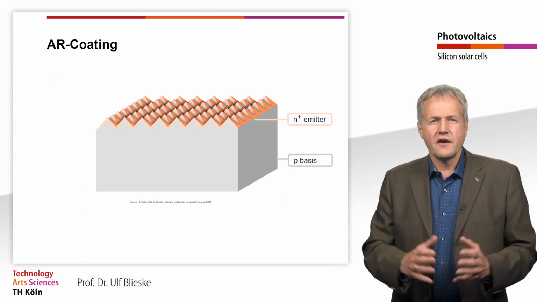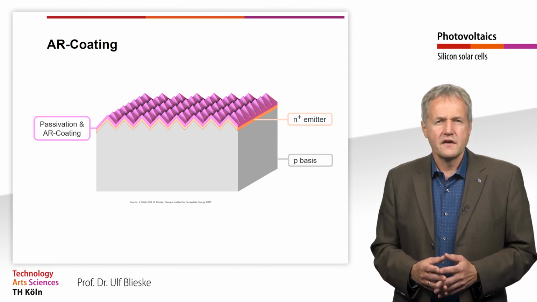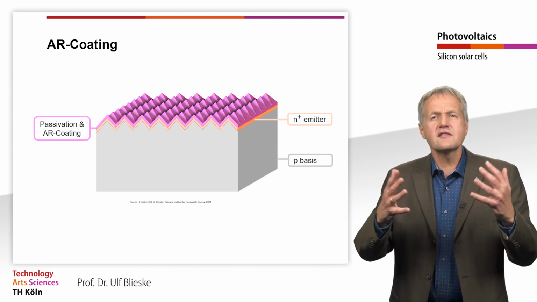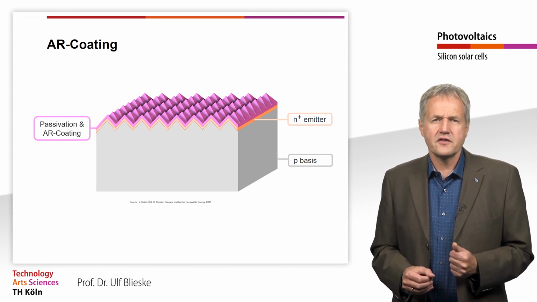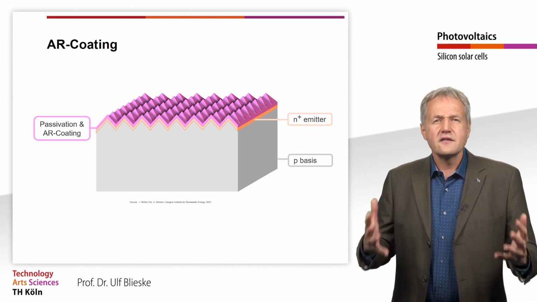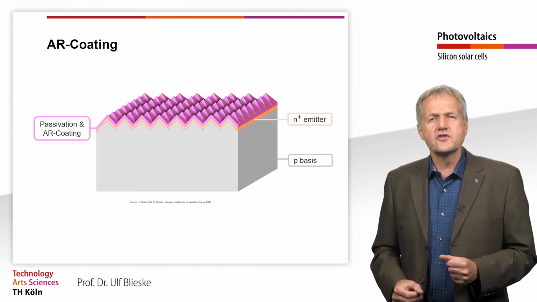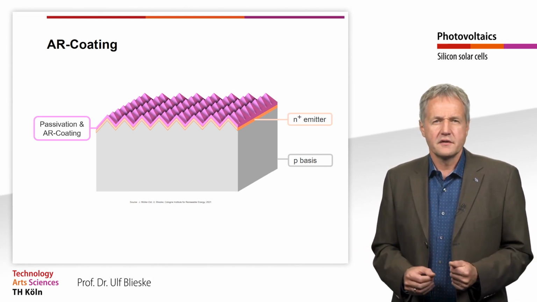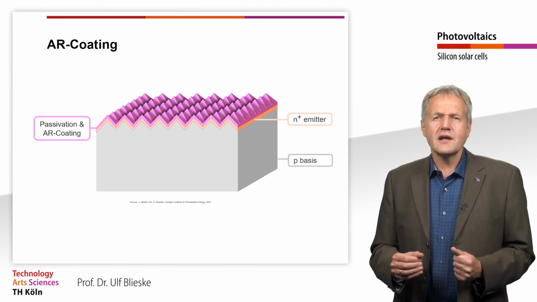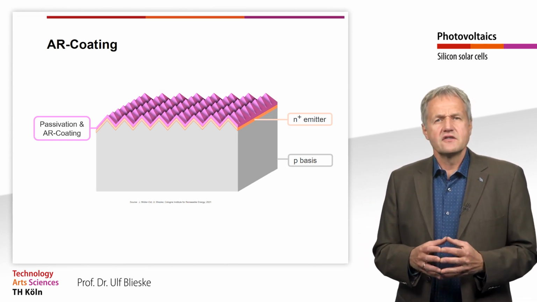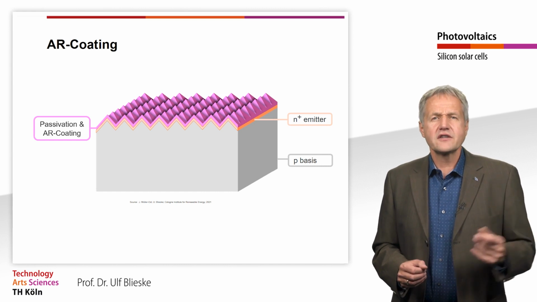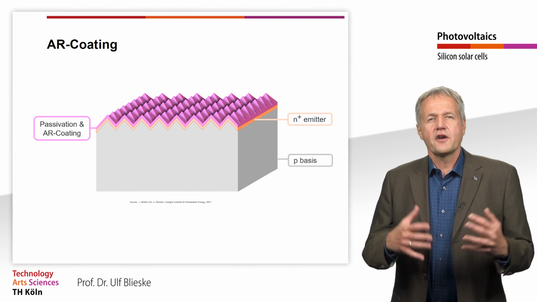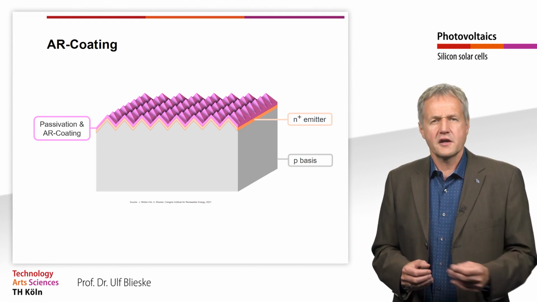An antireflective layer is applied to the emitter, which reduces reflection losses. At the same time, this layer leads to a passivation of the surface. Hence, the layer fulfills two important tasks, an electronic and an optical one. For silicon solar cells, silicon nitride is usually used here, since the refractive index of the material with N equals 2 is optimal for an antireflective coating of silicon.